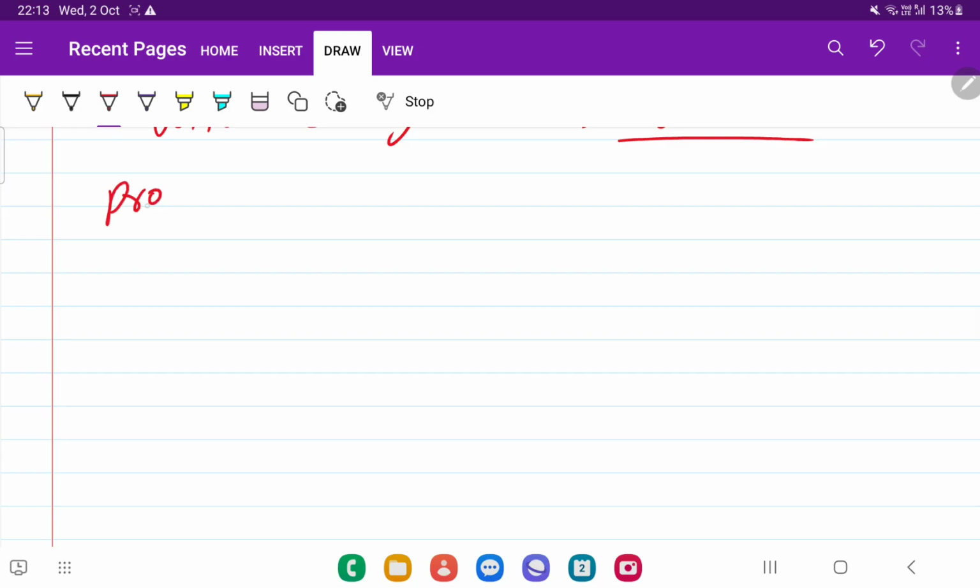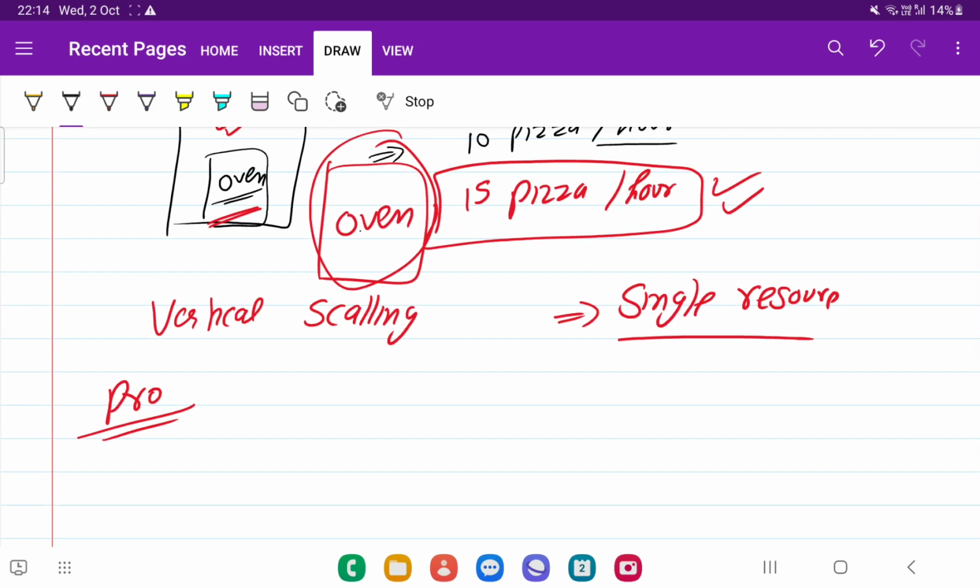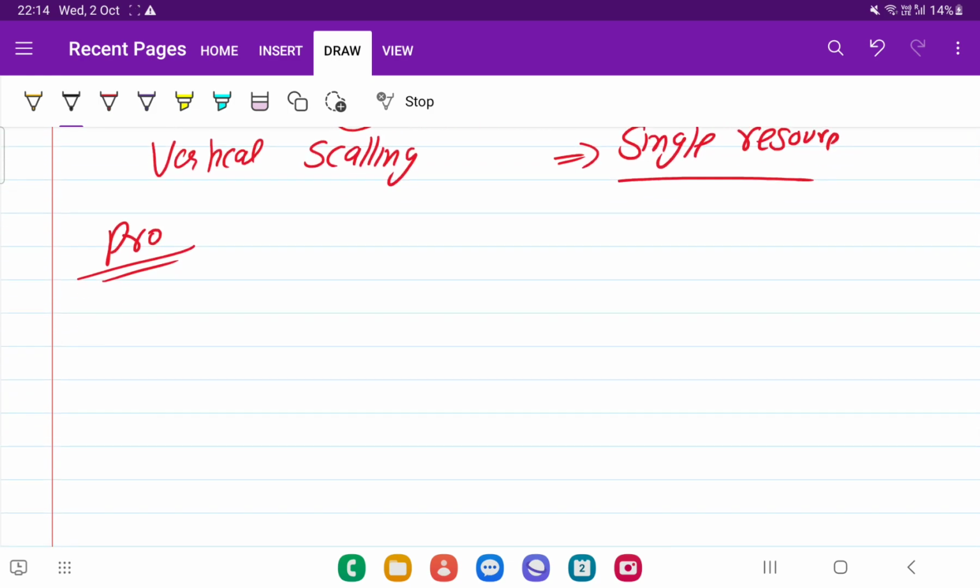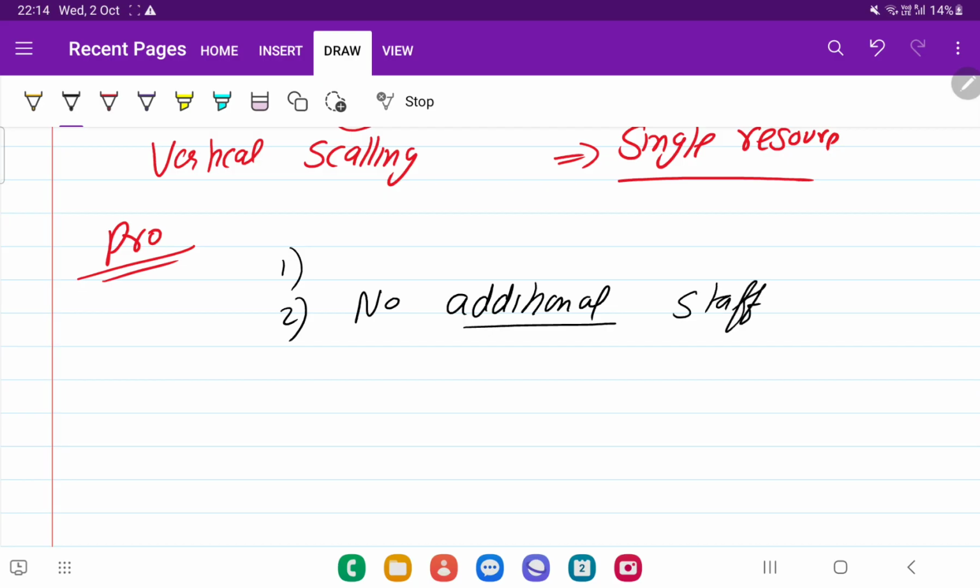Let's discuss that also. So pros and cons are, first of all, if you have a big oven, I think that will not be difficult to install, because previously you had a small oven, now you have a big oven, so it is simple to implement. Second thing is, no additional staff is required. Previously also there was one pizza oven, so there will be only one staff, and now the size of the oven is increased, so no additional staff is required. These are the pros of vertical scaling.